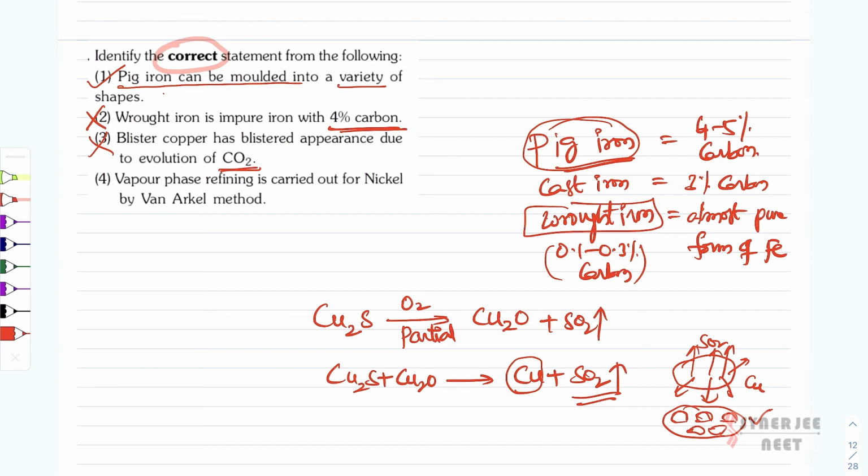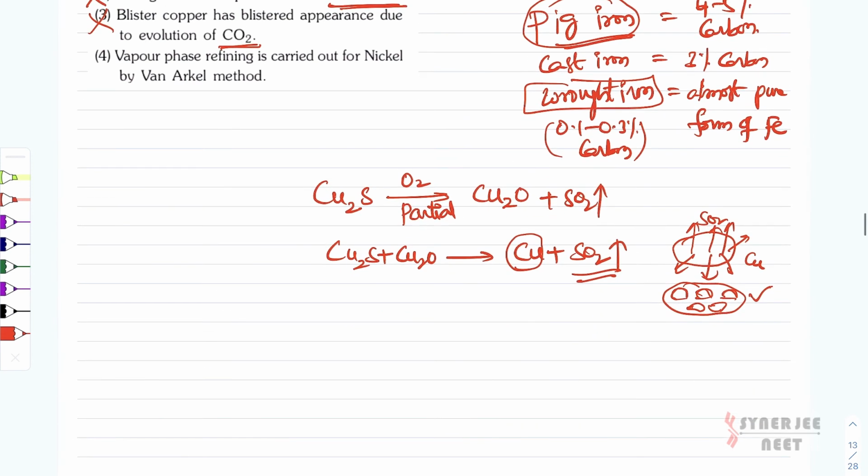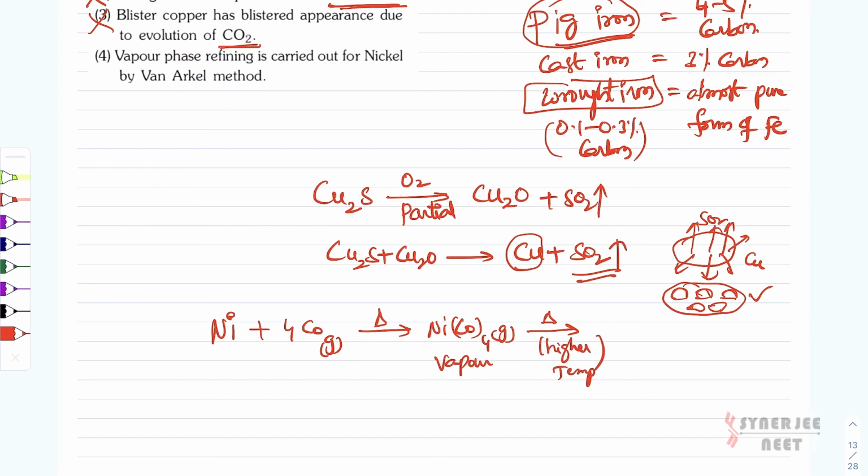Vapor phase refining is carried out for nickel by the Van Arkel method. In the case of nickel, Mond's process is used to purify the nickel. Mond's process means they take carbon monoxide and heat it with nickel to get nickel carbonyl compounds. These vapors are collected and again heated at a higher temperature to get solid nickel and carbon monoxide.